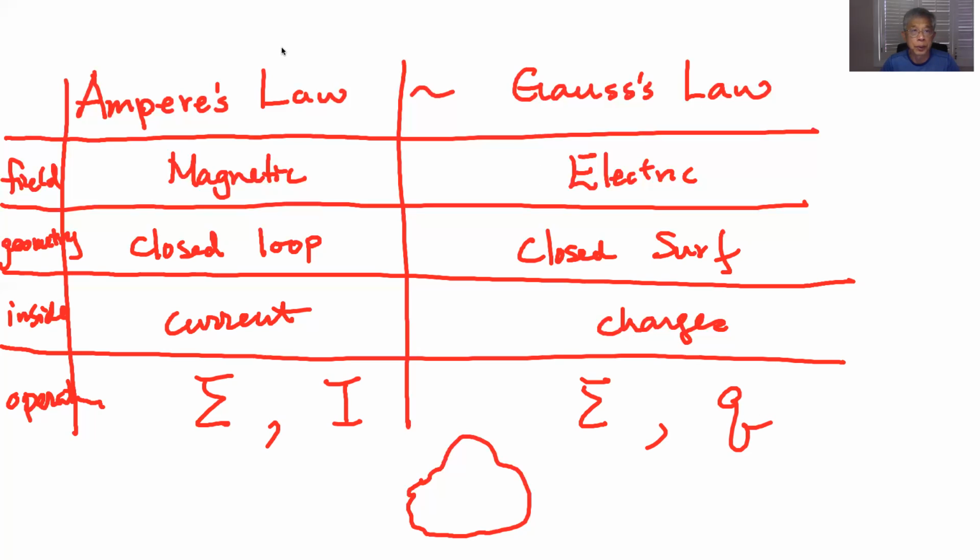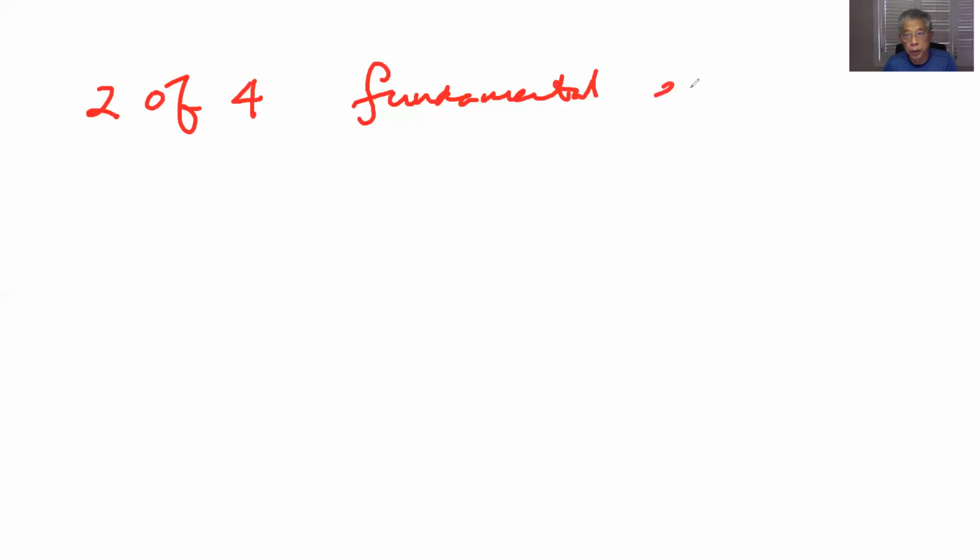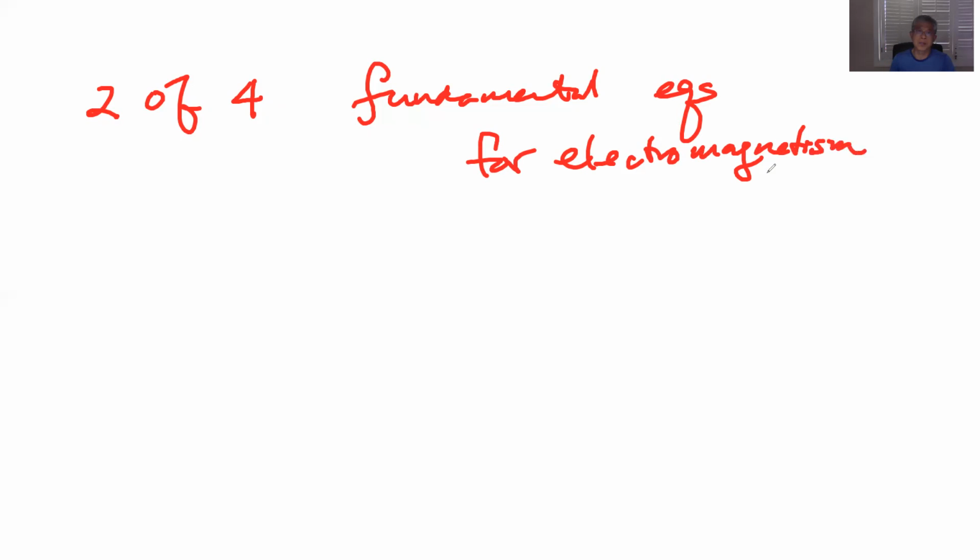So these two laws are two of the four fundamental equations for electromagnetism. Okay, so electromagnetism, and these are the two equations, Gauss's and Ampere's. All right, so let's talk about Ampere's law now.